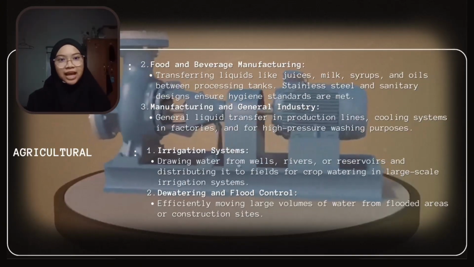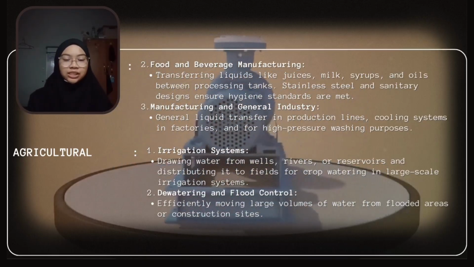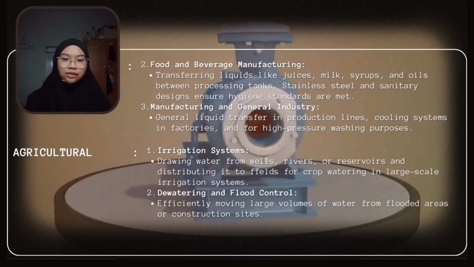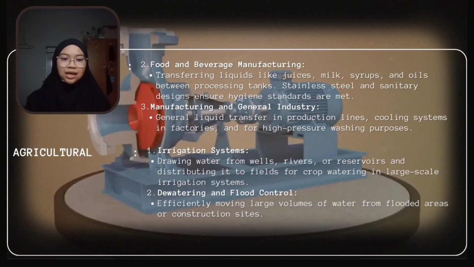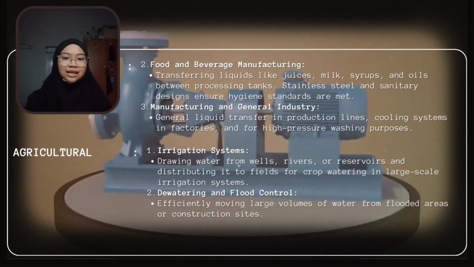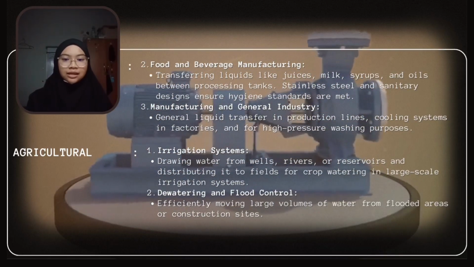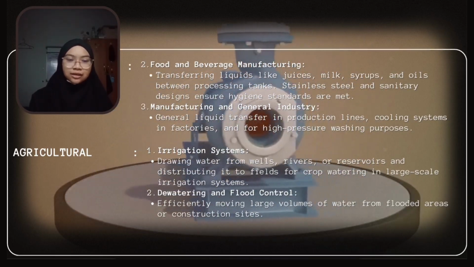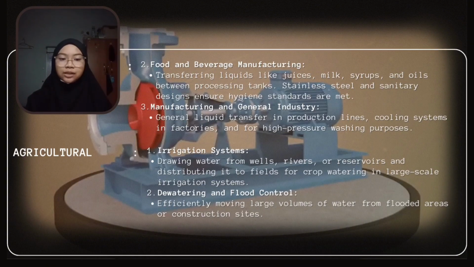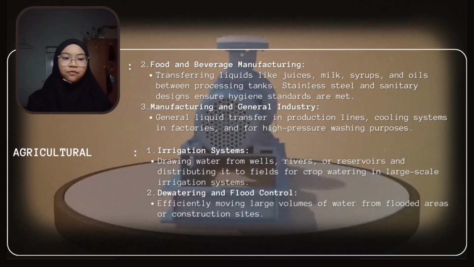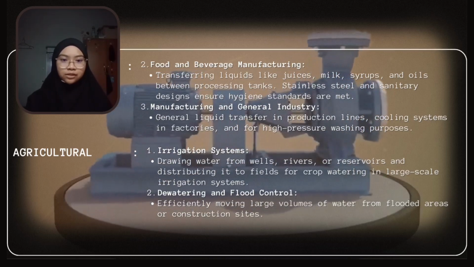Second is food and beverage manufacturing, which is transferring liquids like juices, milk, syrups, and oils between processing tanks. Stainless steel and sanitary design ensure hygiene standards are met. The third is manufacturing and general industry, which is general liquid transfer in production lines, cooling systems in factories, and for high-pressure washing purposes.